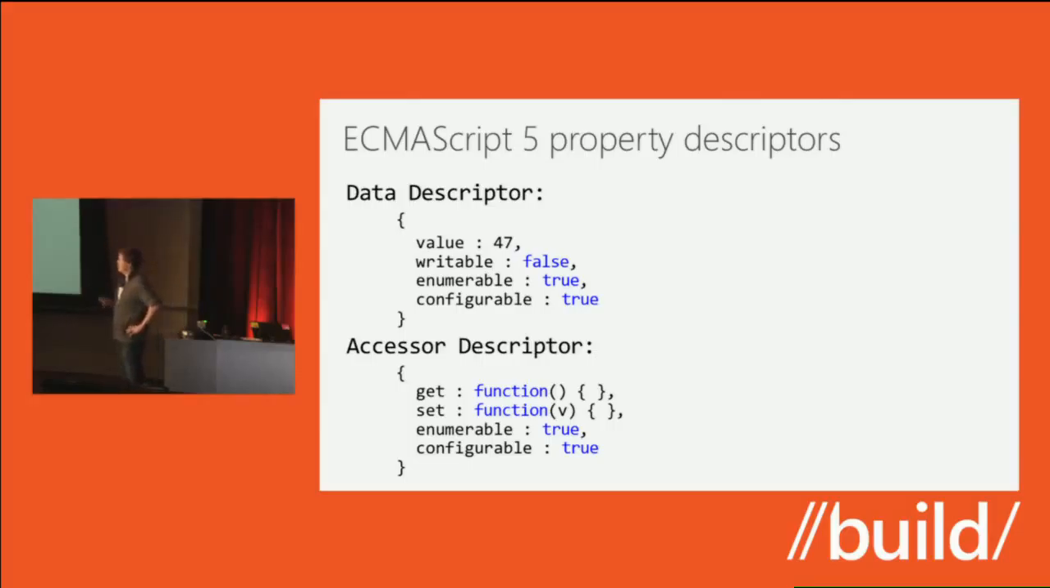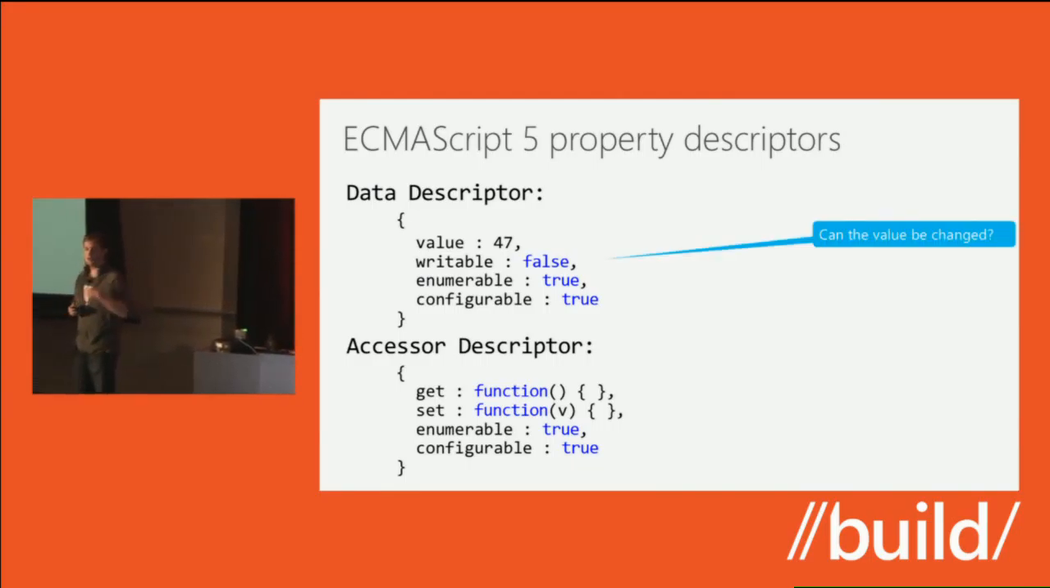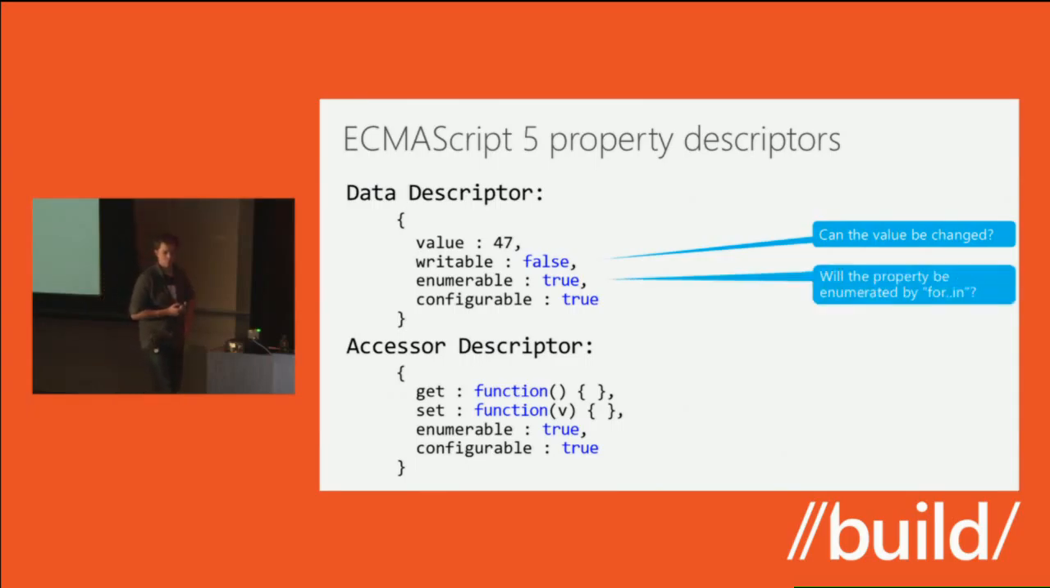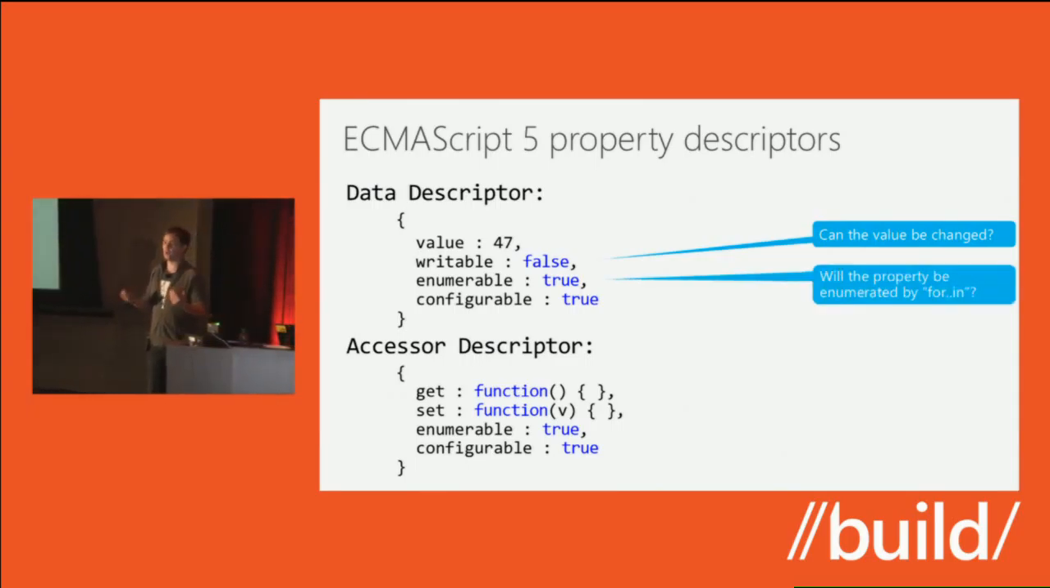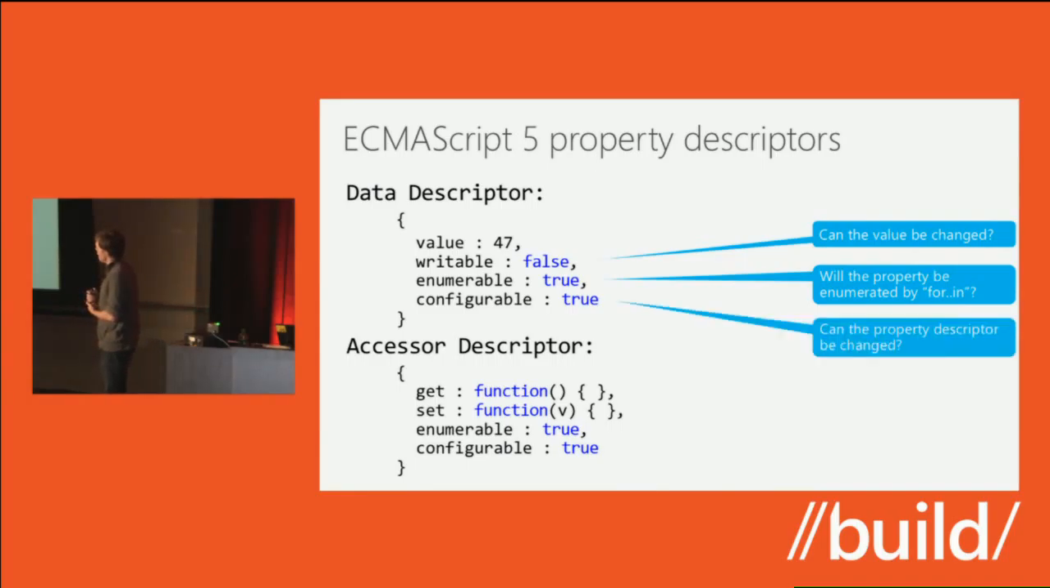So a property can be writable or not, which indicates whether we can actually come and change the value if we assign to it. It can be enumerable or not, which changes what happens when we do a for in. So we might want some properties not to show up when we iterate over the keys of an object. And it can be configurable or not, which means can I come in later and change these property descriptors here. Can I change it from being enumerable to not being enumerable later on?